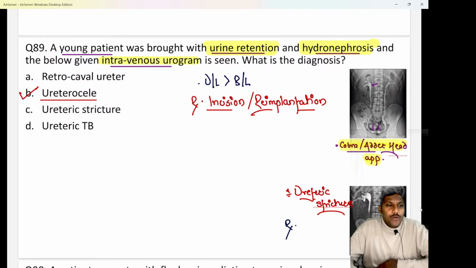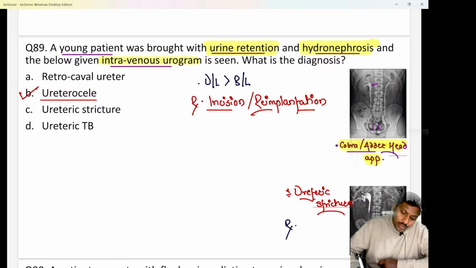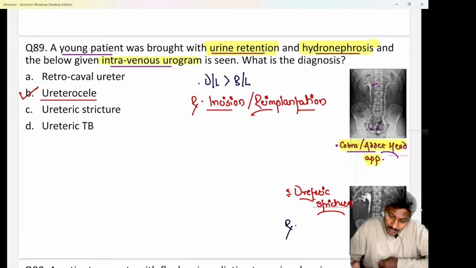Do remember, though in examinations they commonly give bilateral ureterocele, normally the incidence of unilateral ureterocele is much more common. Ureteroceles are commonly unilateral, and in a few cases they are bilateral. Now if I talk about treatment, you can either make an incision at the ureteric orifice to make the opening bigger so that urine can drain, or do a reimplantation of the ureter, creating a new opening for the ureter. Clear?